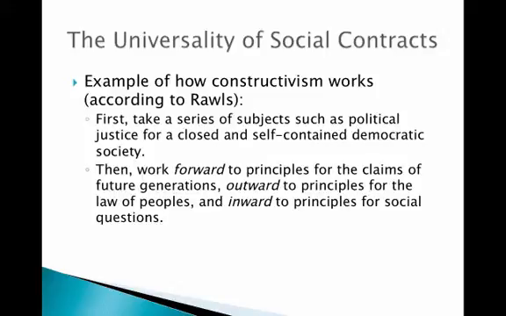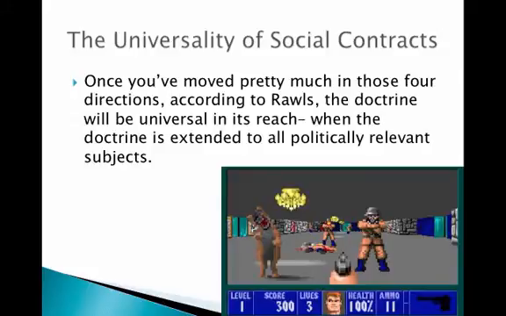So let's take an example of how constructivism works, according to John Rawls. First, take a series of subjects, such as political justice for a closed and self-contained democratic society, then work forward to principles for the claims of future generations, outward to principles for the law of peoples, and inward to principles for, well, social questions. Once you've moved pretty much in those 4 directions, according to Rawls, the doctrine will be universal in its reach when the doctrine is extended to all politically relevant subjects.